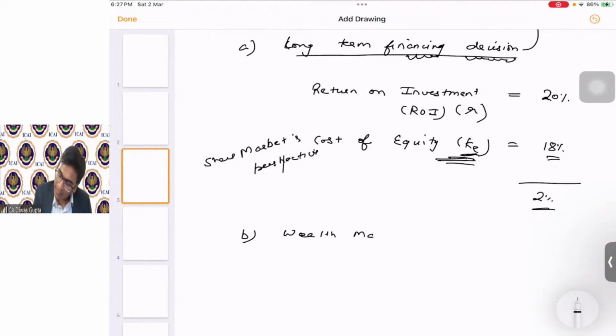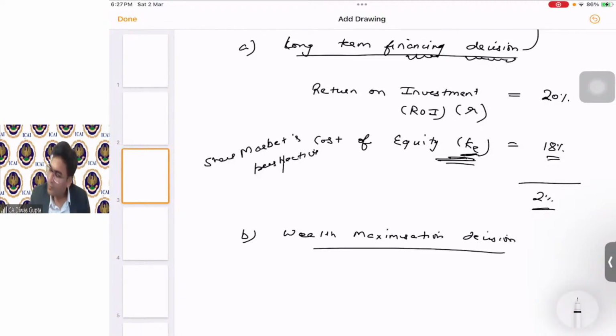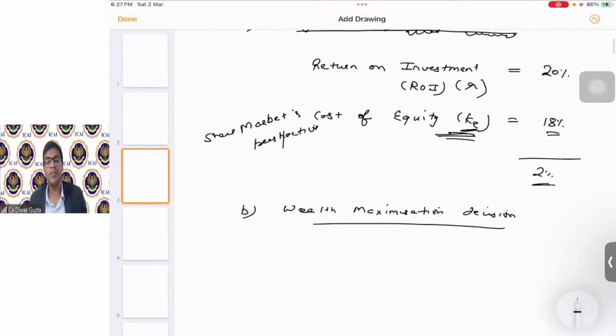Then comes the wealth maximization decision. So this is, I think, a very basic concept where we say that always the wealth of shareholders has to be maximized. Correct? So some of the shareholders will really expect the money to be given now. And hence the wealth maximization principle says that they always will value what you give them today. Okay.